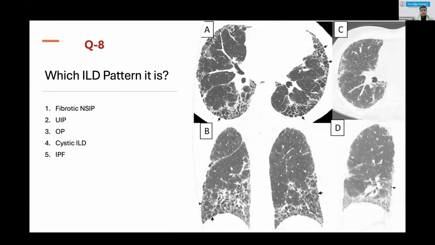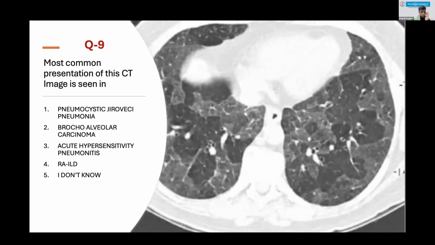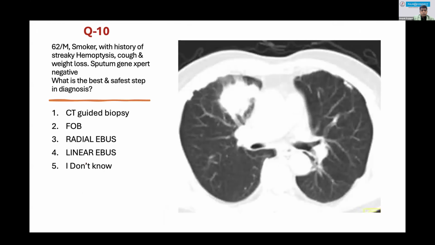The 8th question is which ILD pattern it is. So it is a UIP pattern. And the most common presentation of this CT image is acute hypersensitivity pneumonitis. The third option is the correct answer. This is the head cheese sign. The 10th question, 62-year male smoker, history of streaky hemoptysis, cough, weight loss. So what is the best and safest step? It is the radial EBUS.